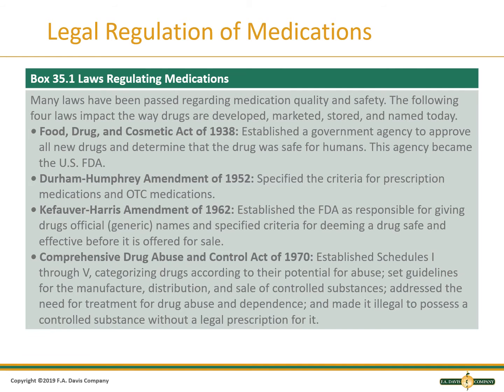The Kefauver-Harris Amendment of 1962 established the FDA as responsible for giving drugs official or generic names and specified criteria for deeming a drug safe and effective before it is offered for sale. The Comprehensive Drug Abuse and Control Act of 1970 established Schedules 1 through 5 categorizing drugs according to their potential for abuse, set guidelines for the manufacture, distribution, and sale of controlled substances, addressed the need for treatment for drug abuse and dependence, and made it illegal to possess a controlled substance without a legal prescription for it.